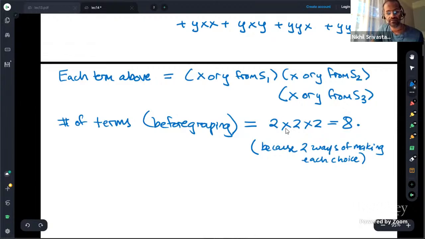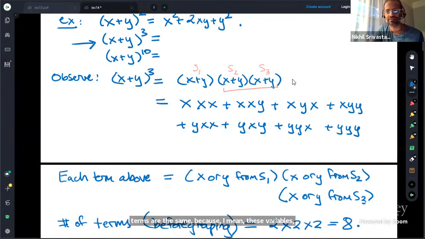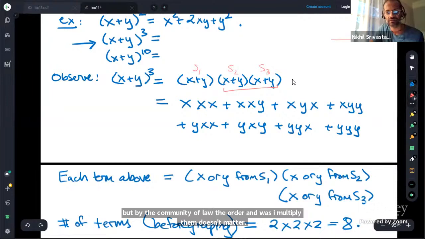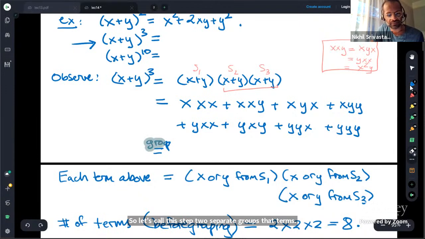Okay. But now, I can notice that actually a lot of these terms are the same, right? Because, by the commutative law, the order in which I multiply these variables doesn't matter. So there's this observation here, which is, x, x, y is the same thing as x, y, x is the same thing as y, x, x, and these are all equal to x squared y. So if I apply this and I group the terms, let's call this step the step where I group the terms. Sorry, that's not very legible.